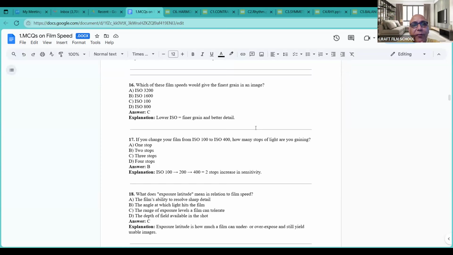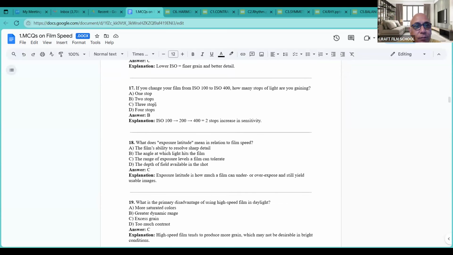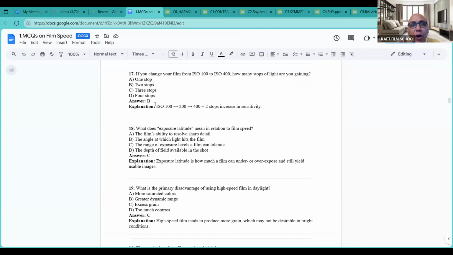Which of these film speeds would give the finest grain in an image? Obviously, slow speed. So slow speed among these four is 800, or sorry, 100. So our correct answer is C. If you change film from ISO 100 to ISO 400, how many stops of light are you going to gain? Very, very simple, but at the same time you have to have an understanding. So normally what we do is 100 to 200, 200 to 400.